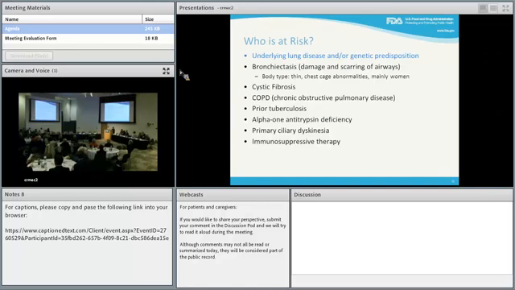However, the other categories include patients with cystic fibrosis, chronic obstructive lung disease, and smokers, and patients who had prior tuberculosis, where this NTM may occur in areas that were previously involved with TB. And then other conditions such as alpha-1 antitrypsin deficiency, which results in lung damage, primary ciliary dyskinesia, where people can't clear their secretions, and some people who are immune compromised.